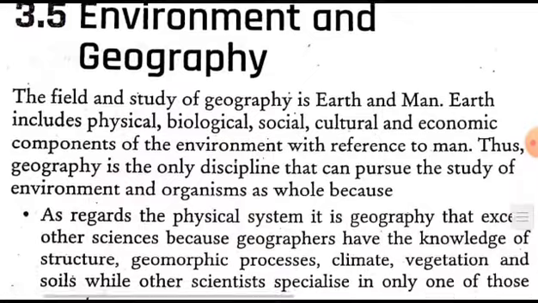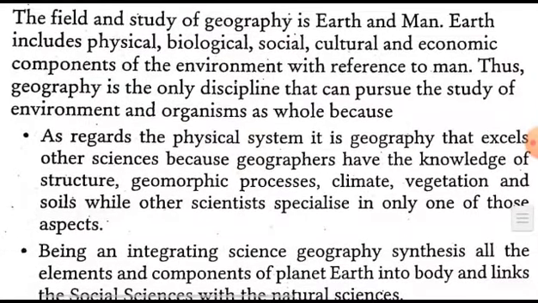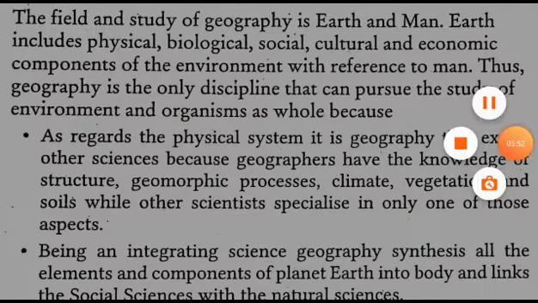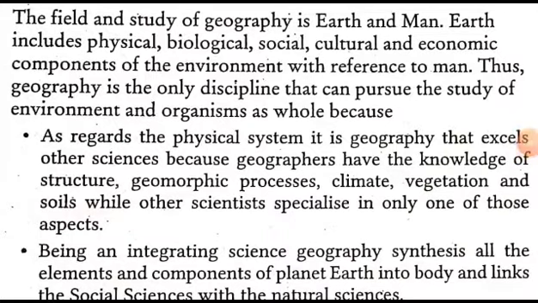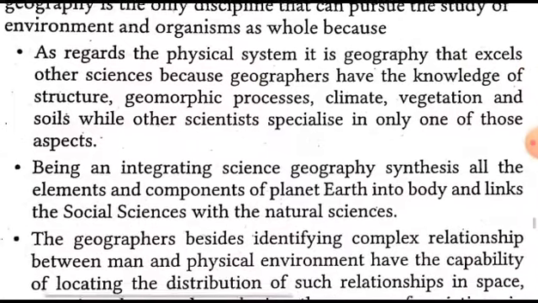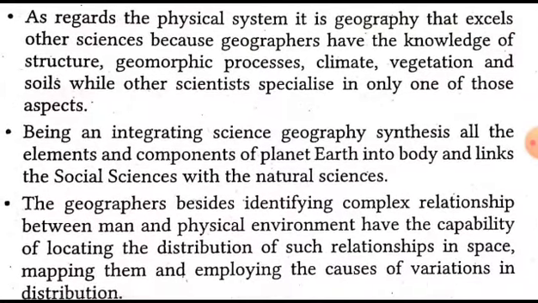Environment and geography. The field of study of geography is Earth and Man. Earth includes physical, biological, social, cultural, and economic components of the environment with reference to man. Thus, geography is the only discipline that can pursue the study of environment and organisms as a whole because, as regards the physical system, it is geography that excels other sciences. Geographers have the knowledge of structure, geomorphic processes, climate, vegetation, and soils, while other scientists specialize in only one of those aspects.